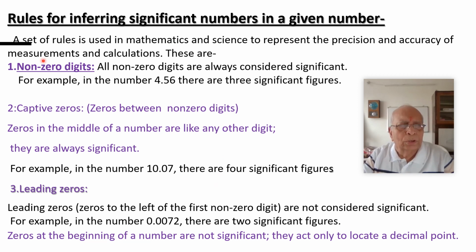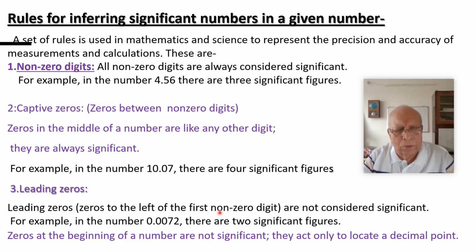Here it's very important. There are certain rules for inferring significant digits in a given number. It should be significant digits in a given number. Non-zero digits are all significant. Captive zeros, zeros in between non-zero digits, are significant. The example I have already made clear. Suppose it is 10.07, four significant figures.